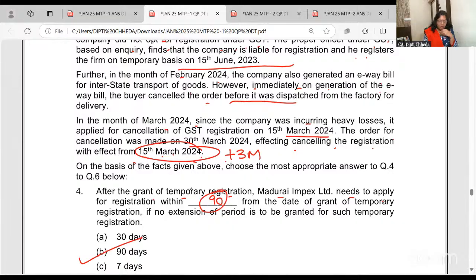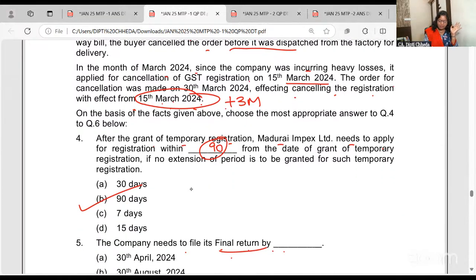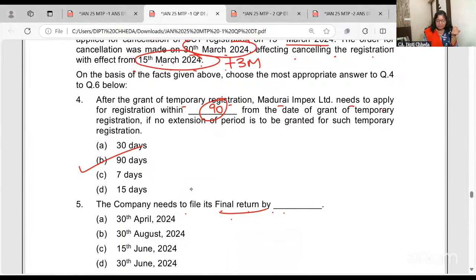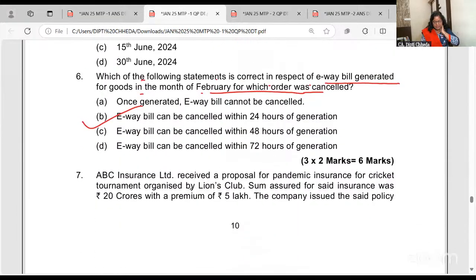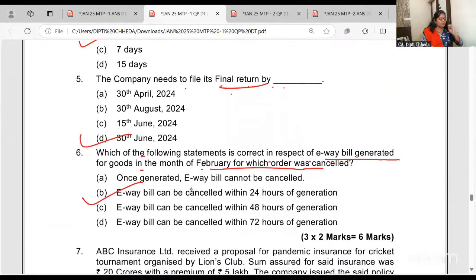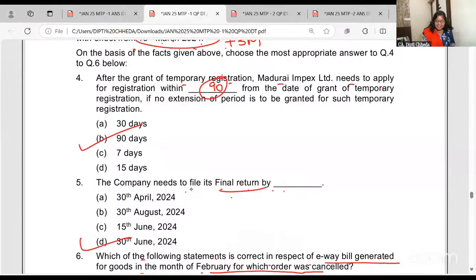from the day of the order of cancellation. Order of cancellation is 30th of March. So within 3 months, the answer will be 30th of June. Okay. Not from the date it is effective.